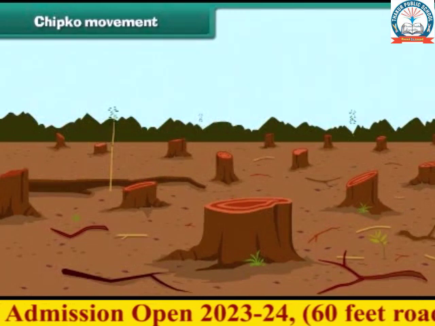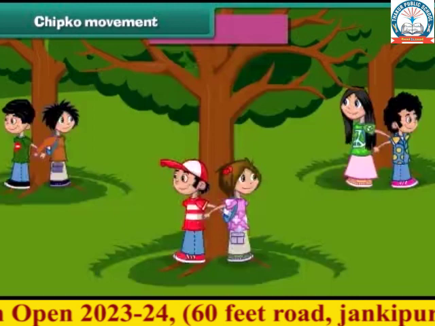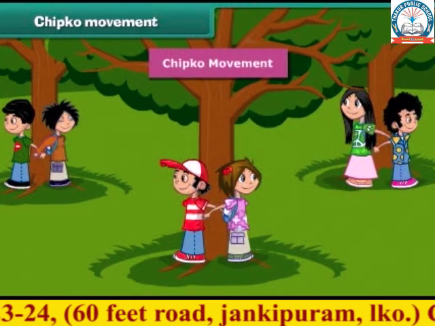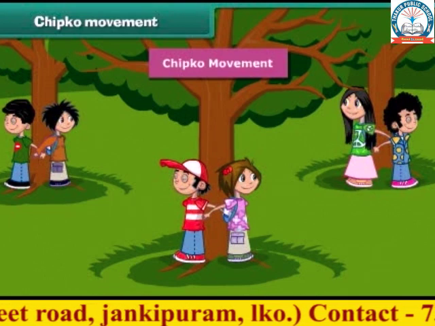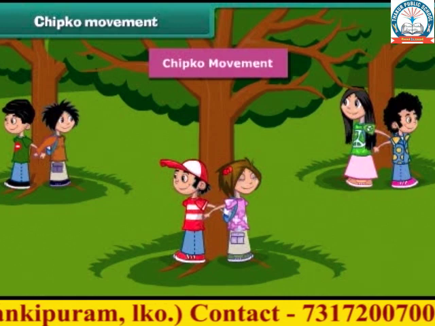Now we learn about an event related to protection against the cutting of trees. The Chipko movement or Chipko Andolan, literally meaning to stick in Hindi, is a social ecological movement through the act of hugging trees to protect them from being felled.